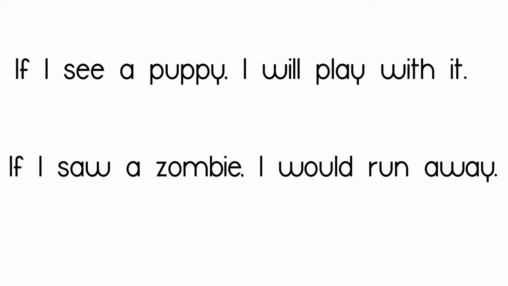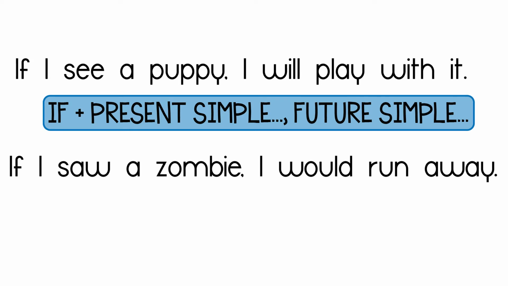Let's begin by checking out the structure of the second conditional by comparing it to a sentence using the first conditional. We'll use the same examples as before, the zombie and the dog. In case you've forgotten them, they are as follows. "If I see a puppy, I will play with it." And "if I saw a zombie, I would run away." The structure for the first conditional, as you can see, is if plus present simple plus future simple.